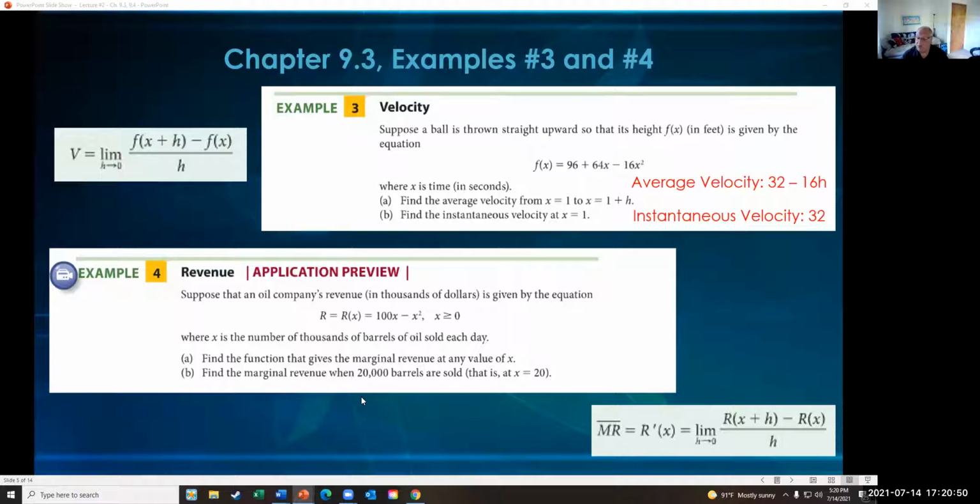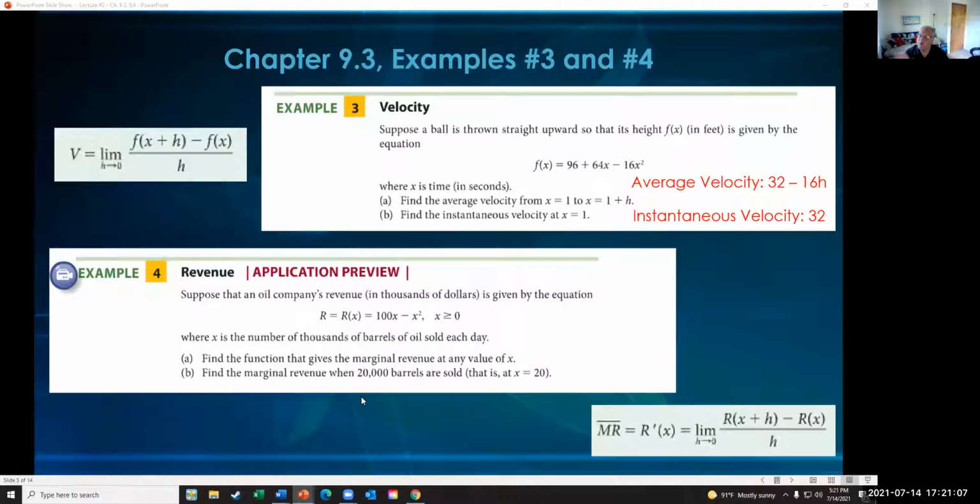Once again, you'd have to go through the entire process. I'm going to show it to you one more time. We're going to go through it with 100x minus x squared, and we're going to figure out f of x plus h. In this case, they're using the letter R, but I'm going to stick with the F because it doesn't make a difference which one you do. It's all the same thing. You might as well keep using the F.